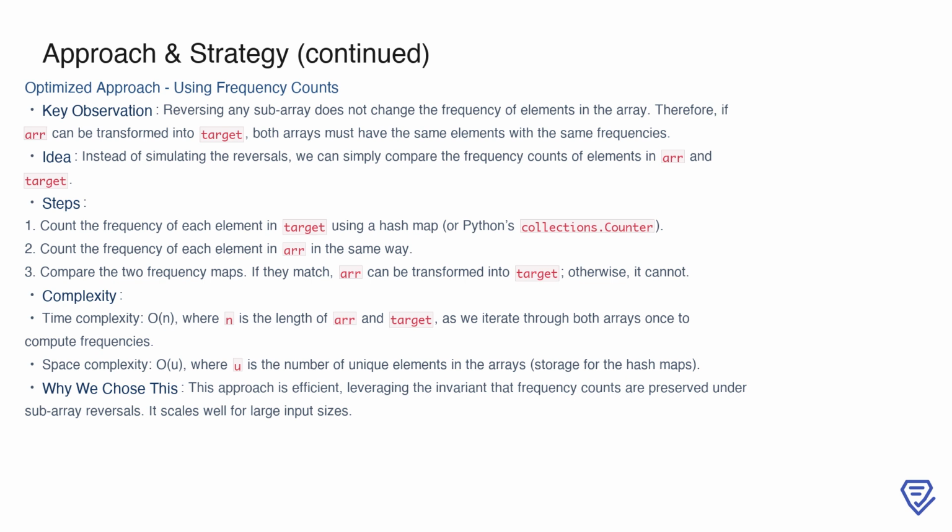This approach is highly efficient, with a time complexity of n, as we only need to iterate through each array once to compute the frequencies, and a space complexity of u, where u is the number of unique elements in the arrays. By focusing on the invariant property of frequency counts, this method avoids the computational overhead of simulating subarray reversals, making it a scalable and practical solution.